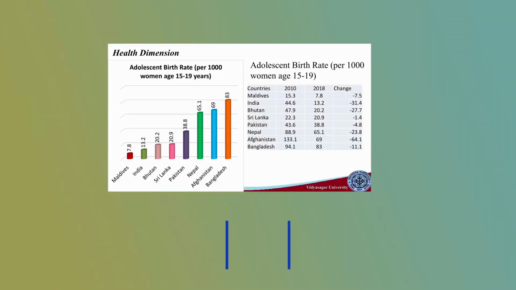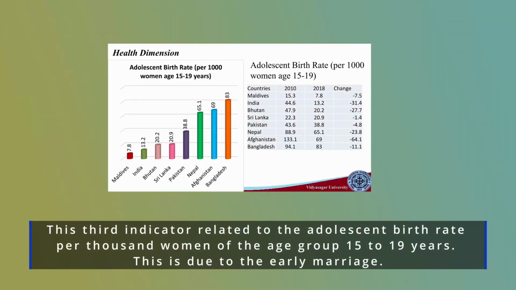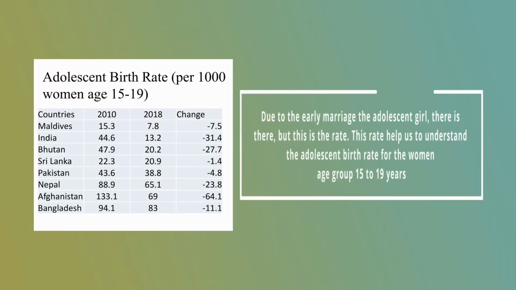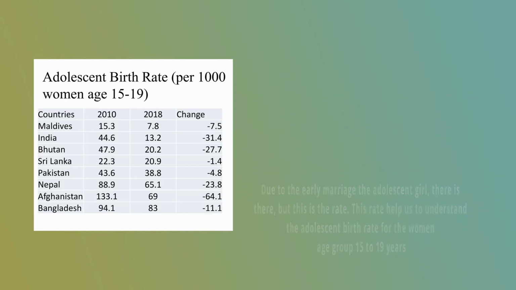Now come to the third indicator of the health dimension. This third indicator is related with the adolescent birth rate per 1,000 women of the age group 15 to 19 years. This is due to the early marriage. Due to the early marriage of adolescent girls, this is the rate. This rate helps us to understand the adolescent birth rate for the women age group 15 to 19 years.